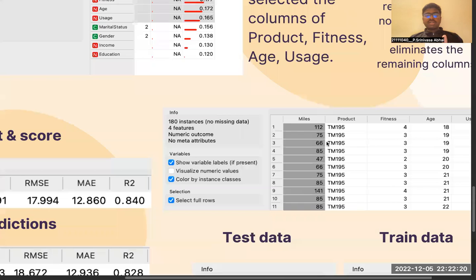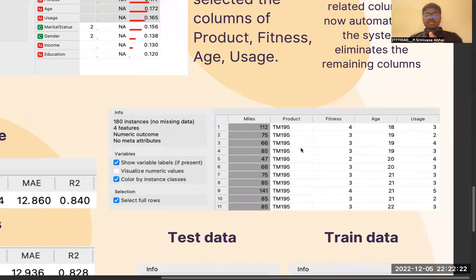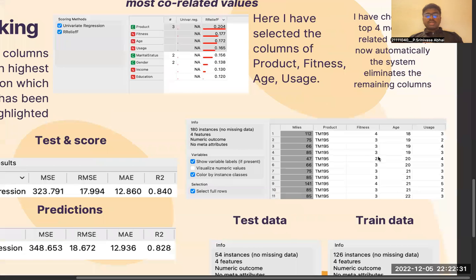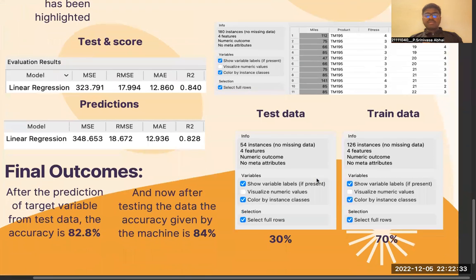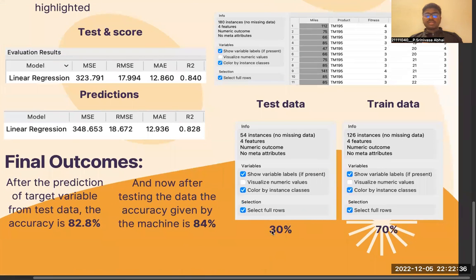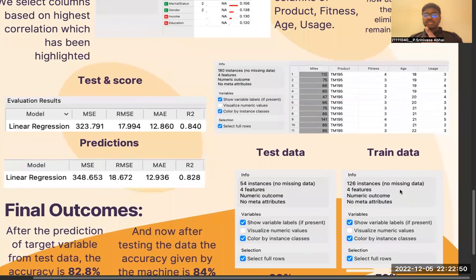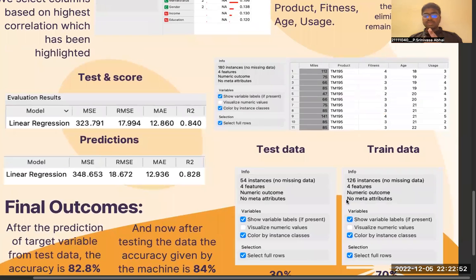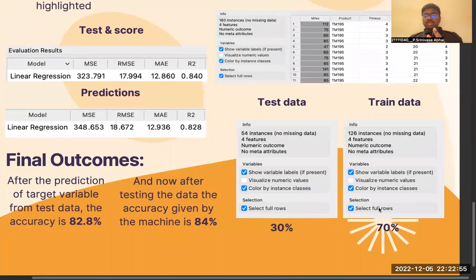So this is our final machine learning model, of 180 instances and four features to be compared. Now these 180 instances are divided into a 70% and a 30% dataset. The 70% dataset is called the training dataset, from which the machine learns how the four factors, product, fitness, age, and usage, are affecting the miles. The machine learns from this training dataset.